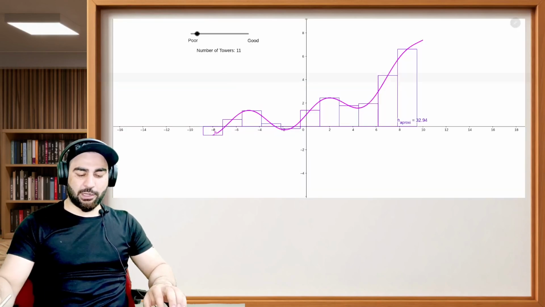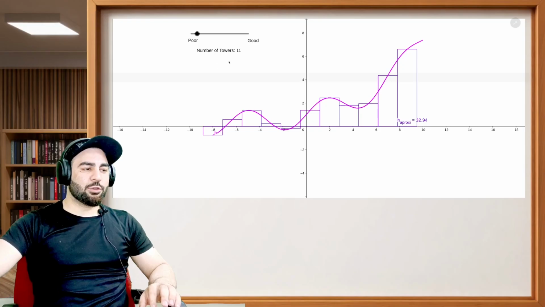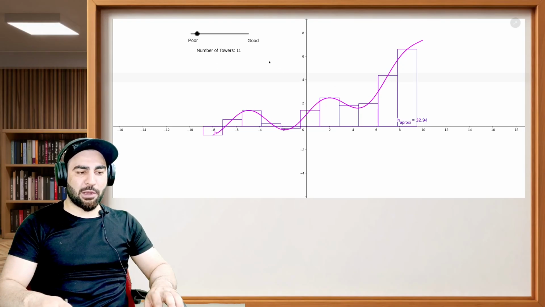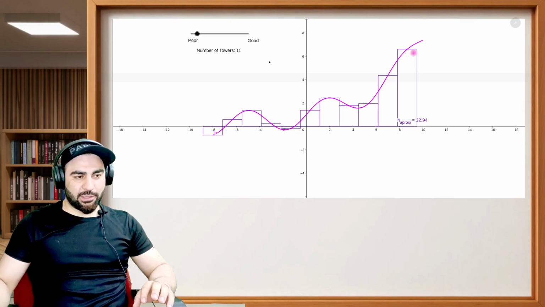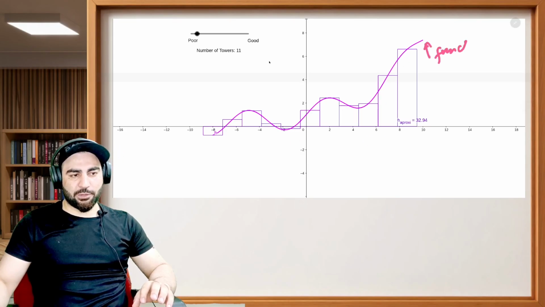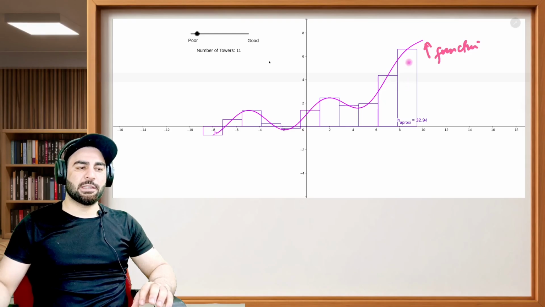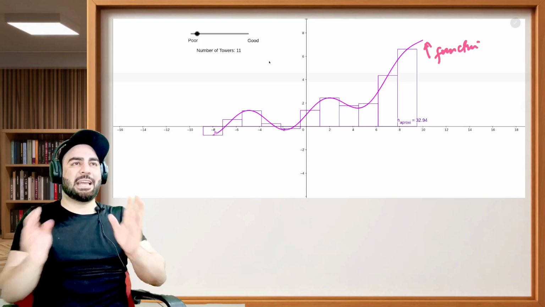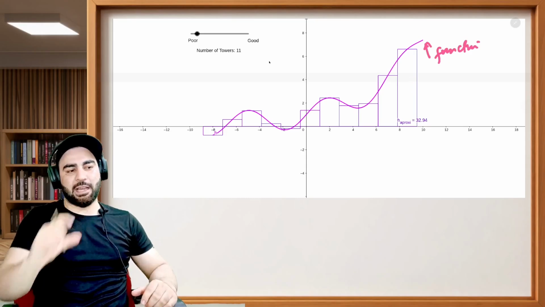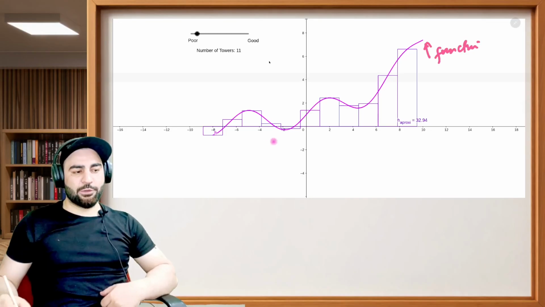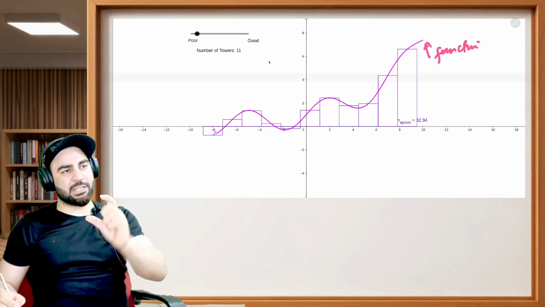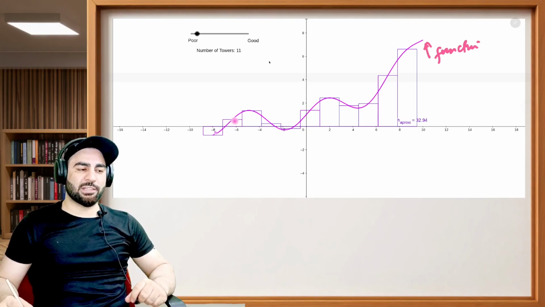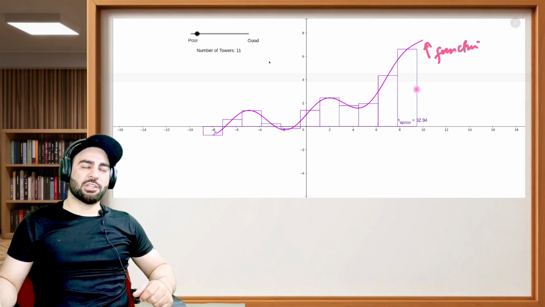If you see this over here, the number of towers in this case is 11. What I can control is the number of towers. These are the towers I have. This is my function, the function I want to approximate, and these are the towers that I want to make. In this case I have 11 towers, and they differ in height and in where they're placed. On the x-axis, these towers are placed at different positions and have different heights and different directions as well. Let's suppose this tower is in the negative direction, this tower is in the positive direction and a little smaller, and this tower is a little bigger.